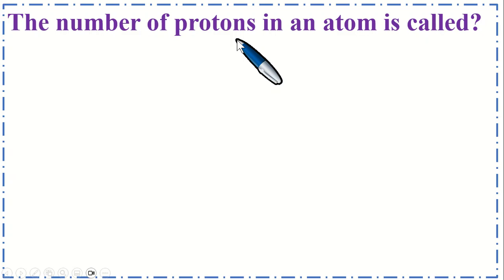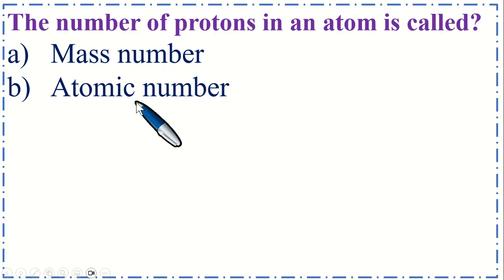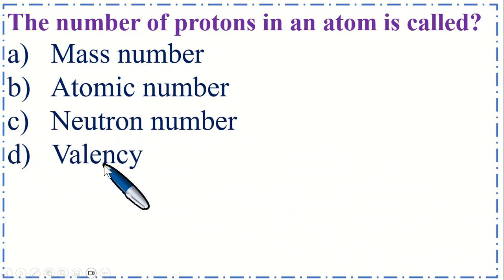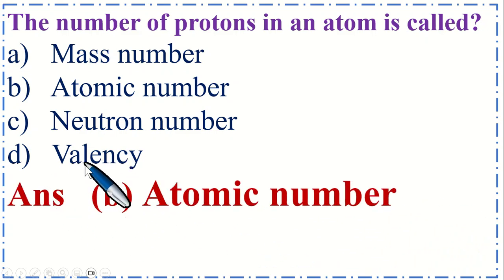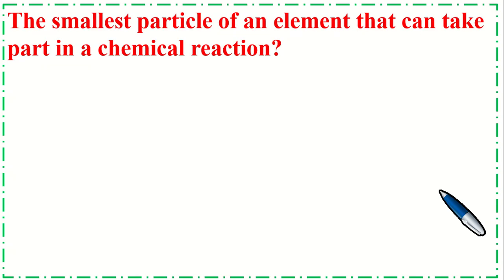The number of protons in an atom is called: option A, mass number; B, atomic number; C, neutron number; and option D, valency. So the correct option is B, atomic number. Explanation: the atomic number is the number of protons in the nucleus, defining the element. So this is a very important MCQ.